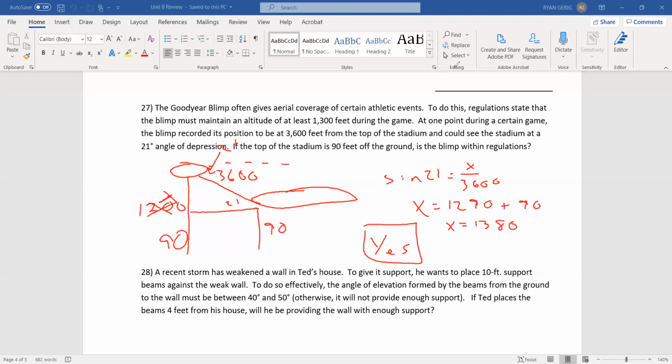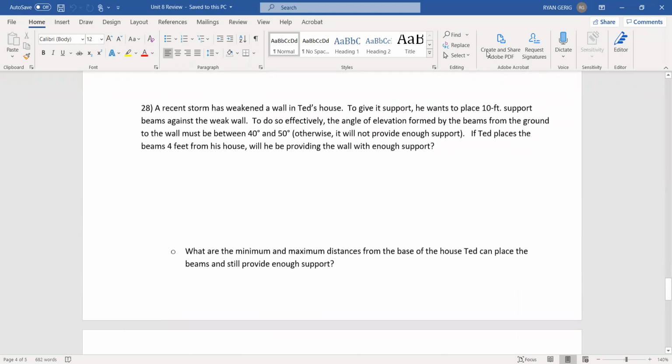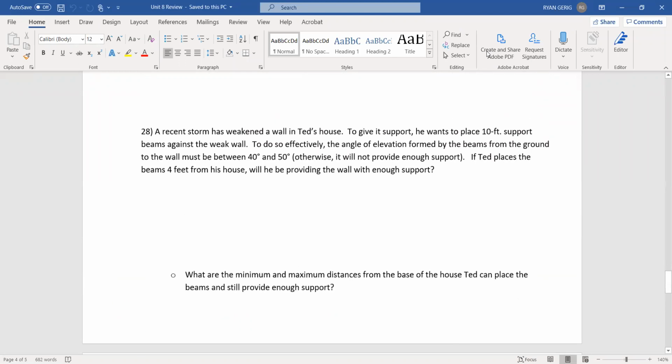Okay. Yeah, last one in this video. A recent storm has weakened a wall in Ted's house. To give it support, he wants to place 10-foot support beams against the weak wall. So there's a weak wall here. There's beams going to be laying against it. Okay? To do so effectively, the angle of elevation formed by the beams from the ground to the wall must be between 40 and 50 degrees. If Ted places the beams 4 feet from the house, the beams are 10 feet long, will he be providing the wall with enough support?